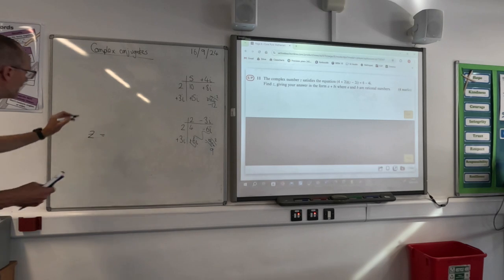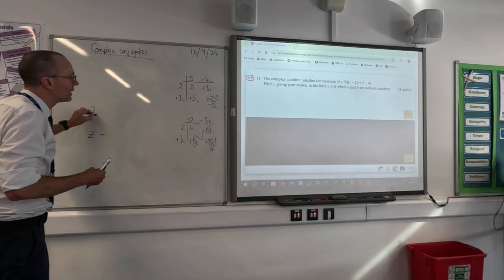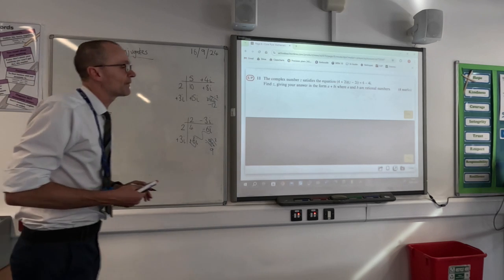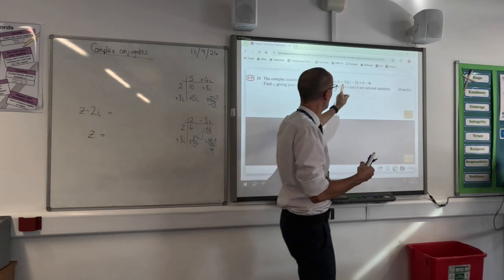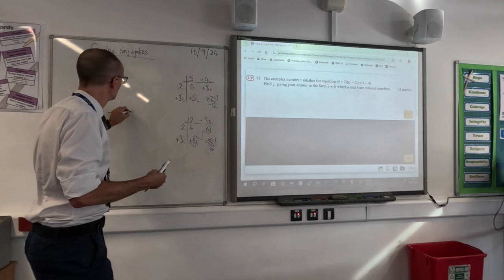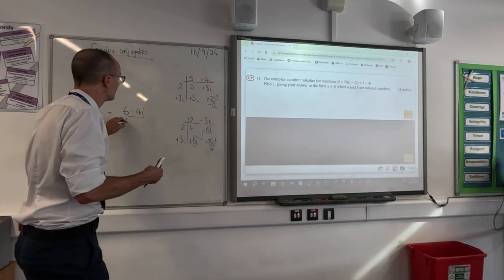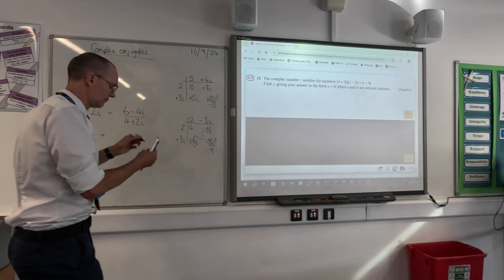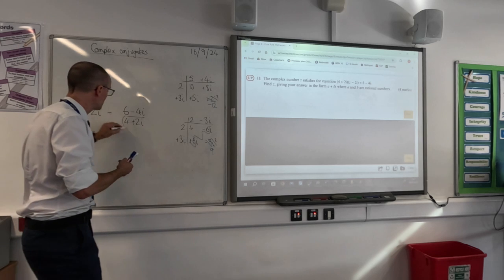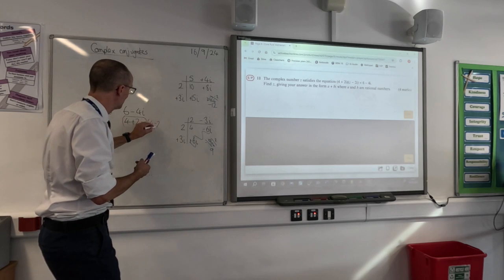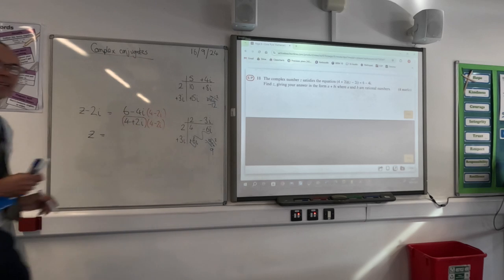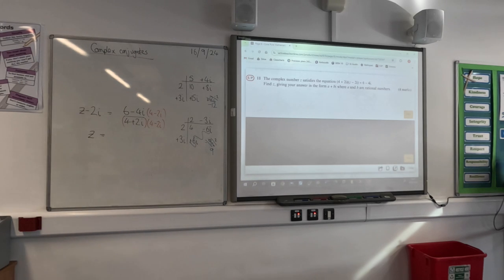It would seem to me to make sense, therefore, to start by getting an expression that says z minus 2i equals. And to do that, we just need to divide both sides by that. At which point I hope you'd say, oh, hang on a minute, this is a complex conjugate pair answer. I'm going to multiply top and bottom by the conjugate partner of that. Go on, see what you get. See if you can get an answer.